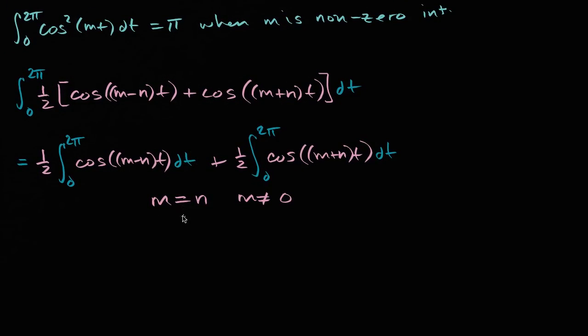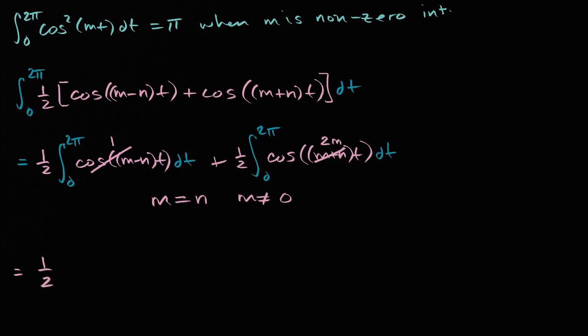Well, in that situation, what's going to happen? This first integral right over here, if m is equal to n and m is not equal to 0, it's going to be m minus m. This is going to be 0t. So this whole thing is going to simplify to 1. And then over here, you're going to have m plus m. That's going to simplify to 2m. And so let's rewrite the integrals here.